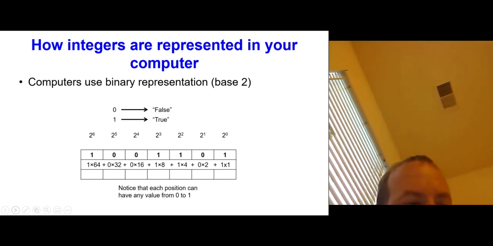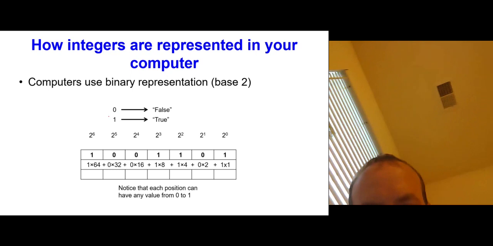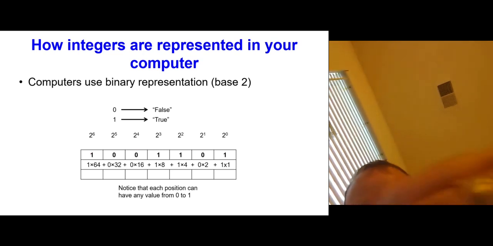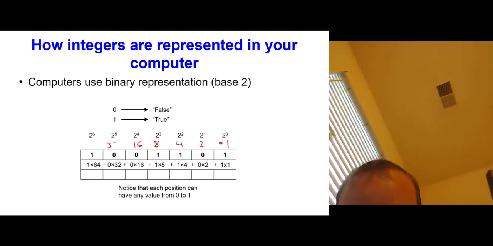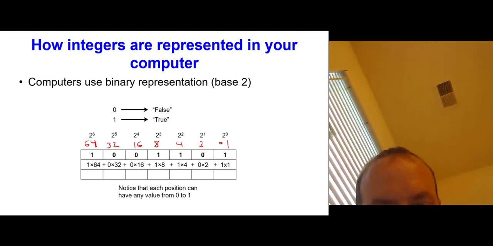But let's think about now in base 2, where an individual value, these little bins, can have a 0, which corresponds to false, or 1 that corresponds to true. And while each of these can be only 1 or 0, they correspond to different values in base 10. So 2 to the 0 in base 10 would be 1, 2, 4, 8, 16, 32, and 64. So that a 1 in this place counts as 64 in base 10.